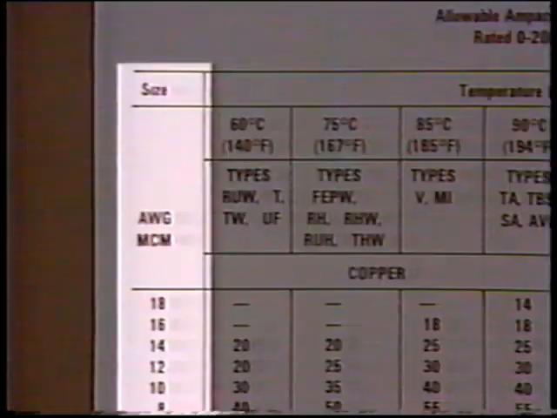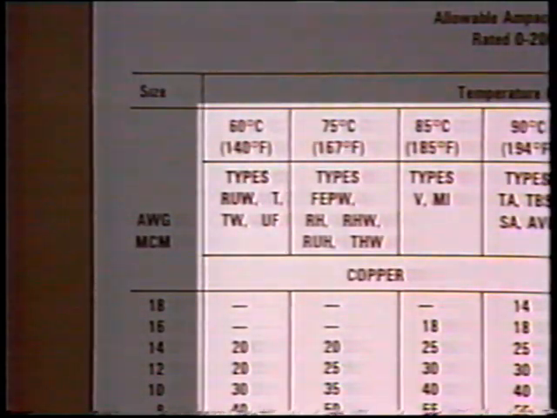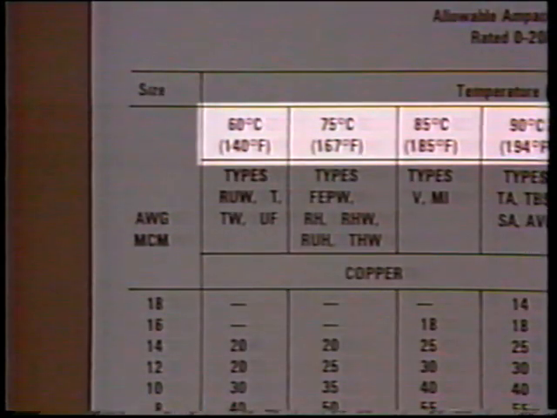The first column at the extreme left gives the sizes of conductors. They're listed according to AWG and circular mill sizes. To the right of this column are the ampacities columns. In the last segment, we said that the allowable ampacity of a conductor differs depending on the type and thickness of the insulation around it. At the top of each ampacity column, you can see that there is a specific temperature listed in both degrees Fahrenheit and centigrade. This is the maximum operating temperature for the insulation types listed under this heading.